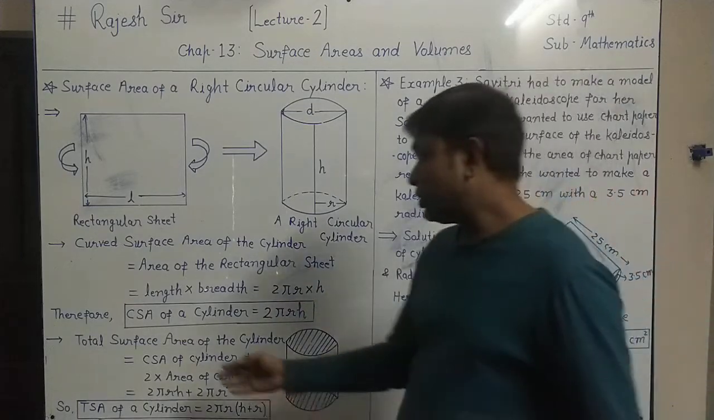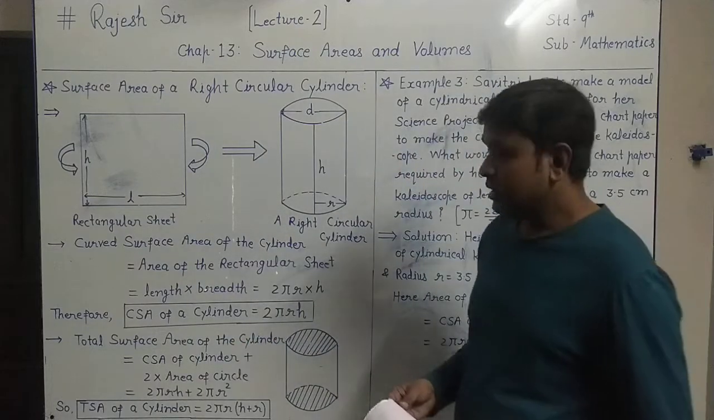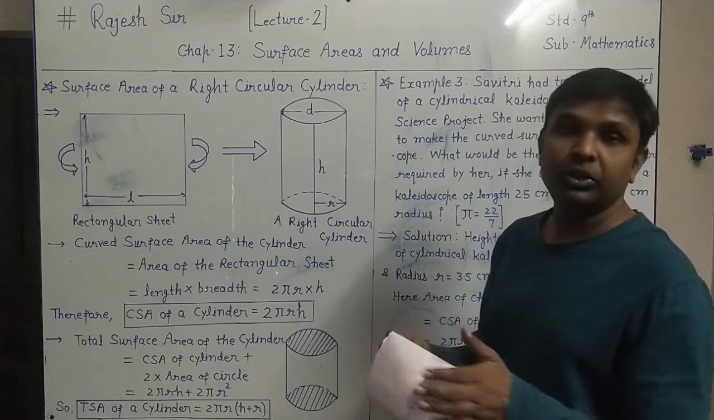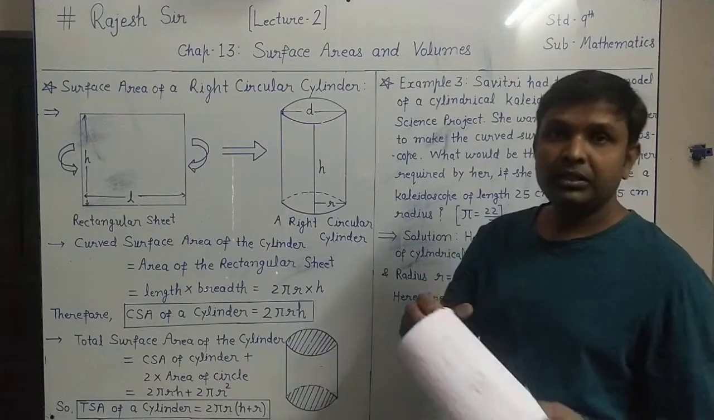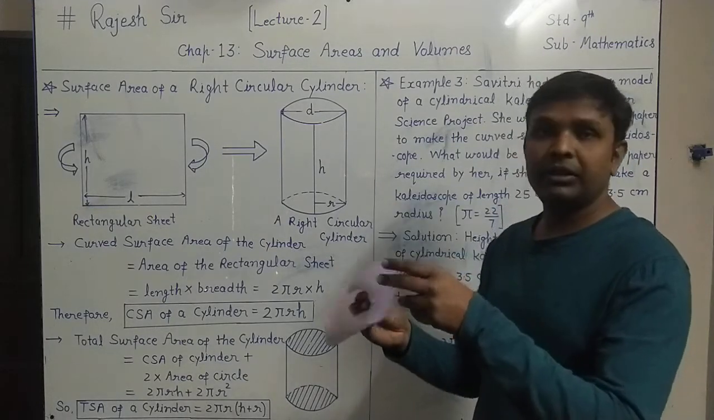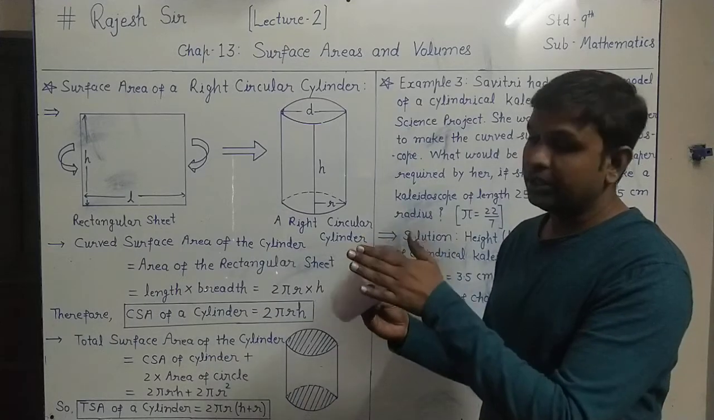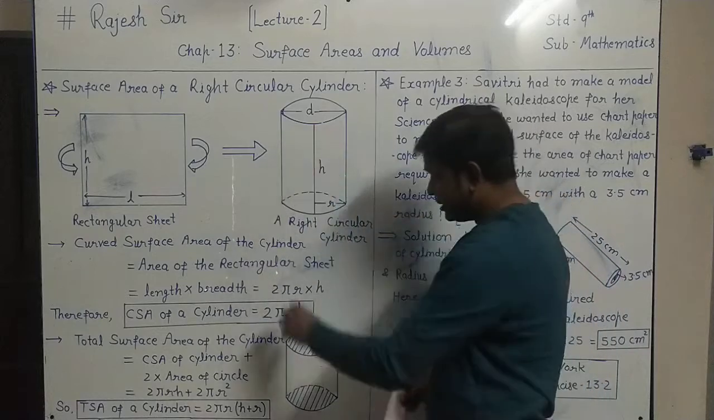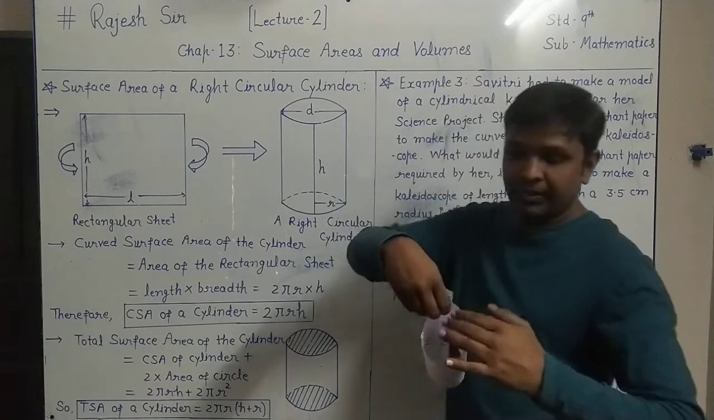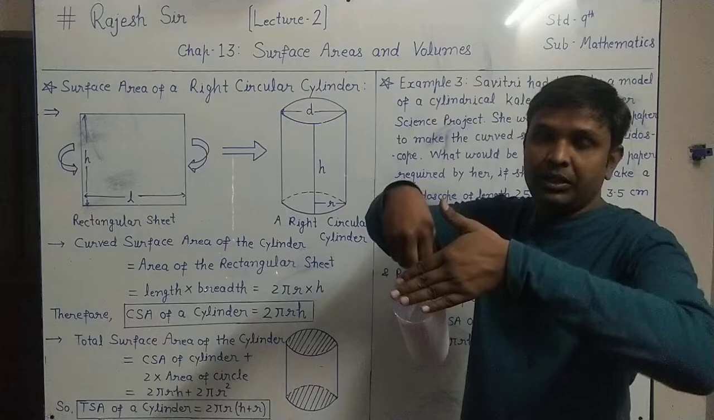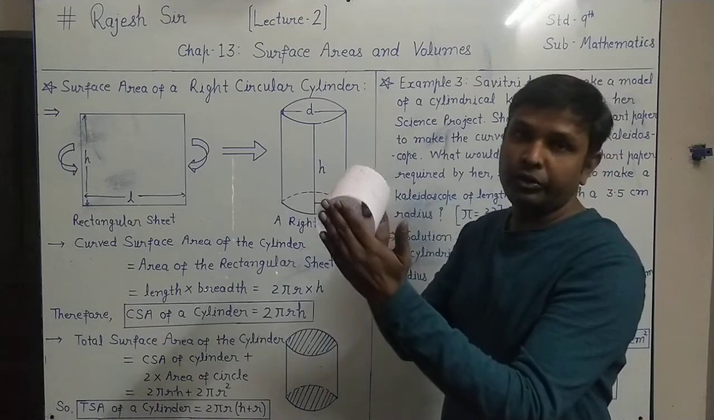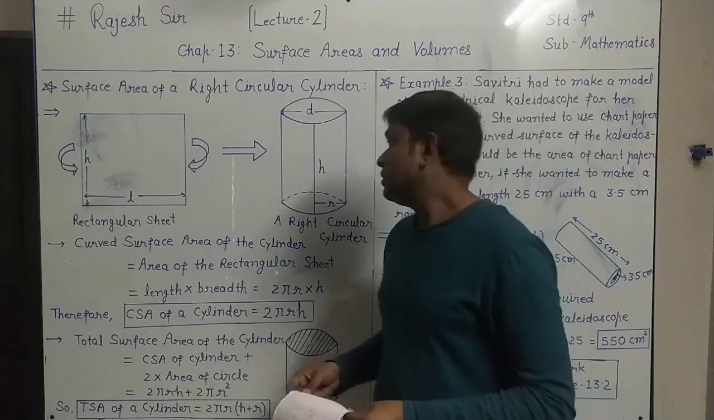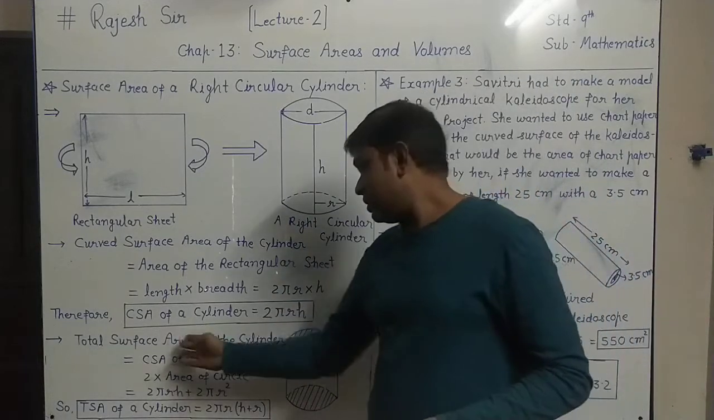Now next is the total surface area of the cylinder. In total surface area, what do you have to consider? You want to close this on both the sides, right? The CSA of the cylinder we have seen. If you want to close it from both the sides, you need a circle to close from here, and the same circle to close from here also. When you close the cylinder from both the sides, it is called total surface area.